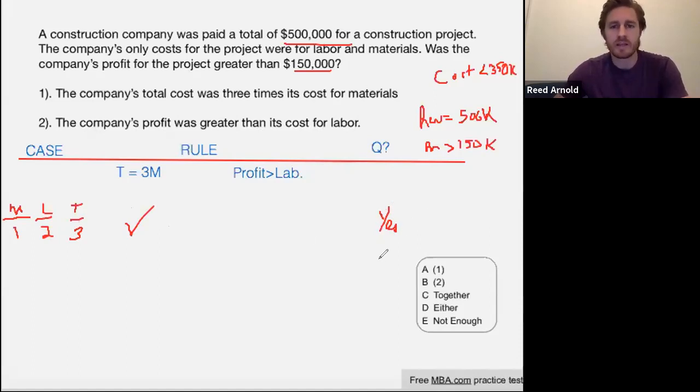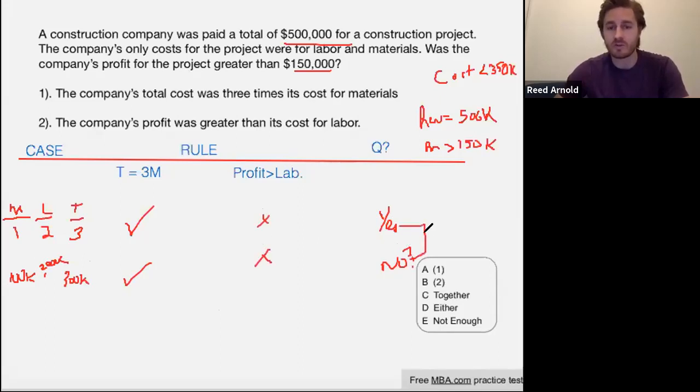Okay, can I find a case where the answer is no? It's not more than 150,000, where the profit is less than 150,000. Sure, I think that shouldn't be too hard. Let's turn this to 100,000. Same, kind of just scale it up. Then the total is 300,000. The labor is 200,000. Follows the rule. I'm not worried about statement two right now. I'll get there in a moment.